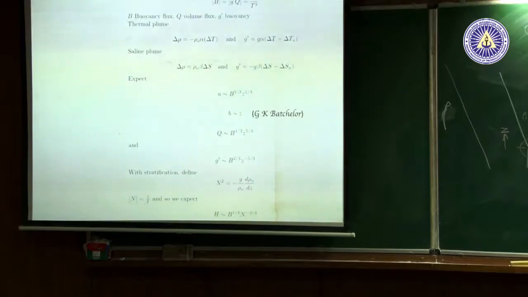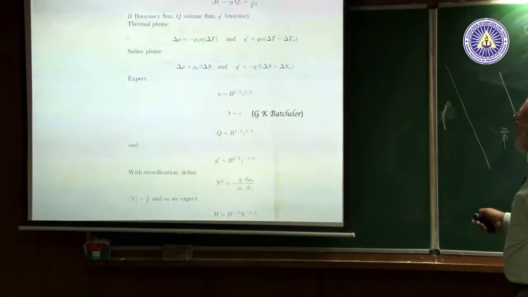The next one, small b. Why does small b go like Z? That was the G.K. Batchelor argument: you have to have b, which has a length scale, and the only thing that has a length scale is Z. So b goes like Z. It's got to be a cone. That's for dimensional reasons. There is no other length scale possible.